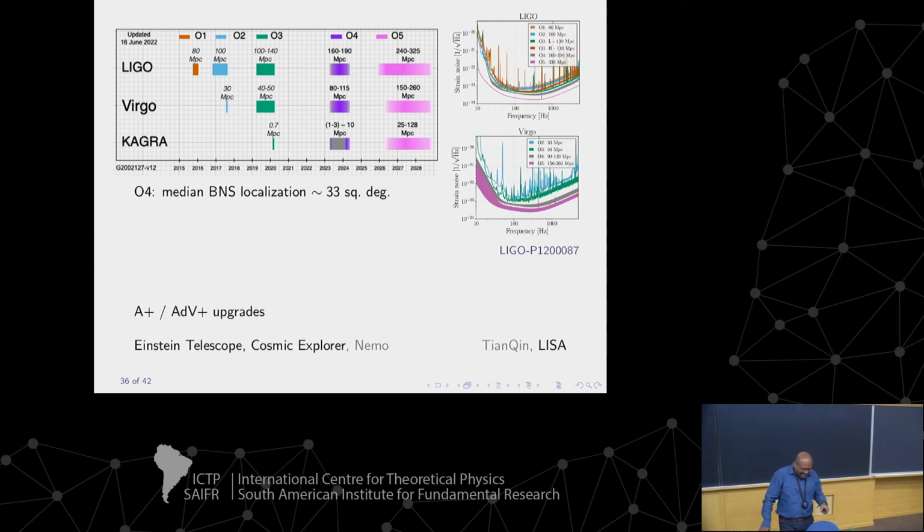The next run of LIGO-Virgo is expected to start early next year. A long gap between O3 and O4 is becoming more and more disturbing.